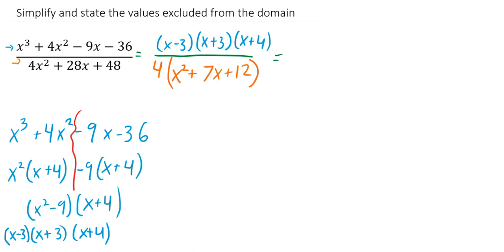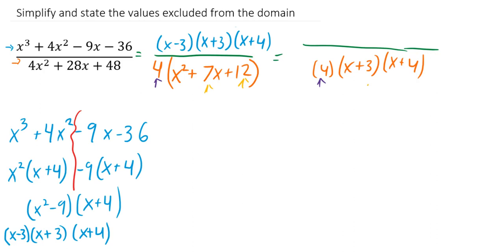Does the bottom factor more? Yeah, the bottom factors more. The bottom is going to factor into a 4 times x plus 3, x plus 4. Where did I get that from? You know where I got the 4 from. And then I thought about what multiplies to 12 and adds up to 7. And I decided, oh, that's 3 and 4. Because it's the easy version of quadratic factoring where there's no leading coefficient. I just had to fill in the two numbers, x plus 3, x plus 4. And the top was already as factored as it could be.